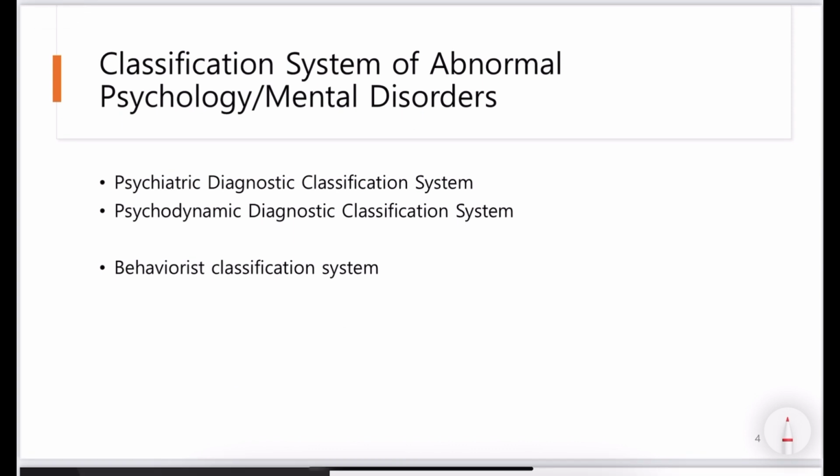Even though our knowledge is incomplete, we still try to classify mental disorders in many ways. Here we will look at two main diagnostic classification systems, the psychiatric system and the psychodynamic system. In addition, the behavioral approach also has its own way of grouping abnormal behaviors. But remember, this is not really a diagnostic system. Let's go through each of these one by one.